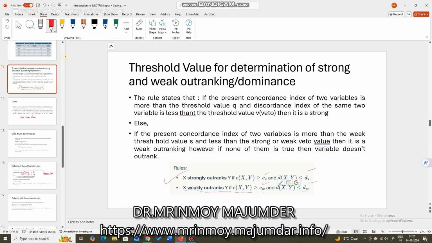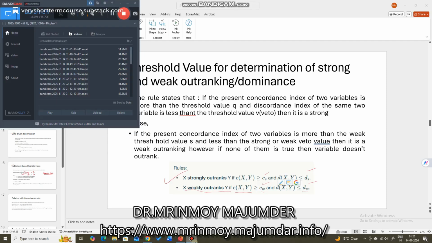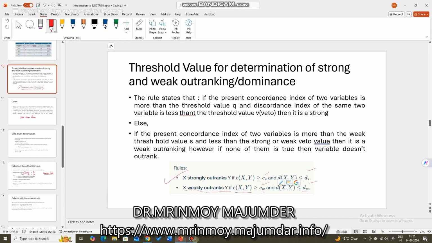Now, I have already discussed how you can determine the strong and weak concordance values. There are two methods for that: one is data driven, another is judgment based. For data driven, average all the values of concordance index for all the conditions or questions asked with the variables, that is, whether A is greater than B, or B is greater than A, or C is greater than A, or A is greater than C, etc. Average it, and this average will become the weak concordance value, and you add a delta, a small fraction, to this average to find the strong concordance value.